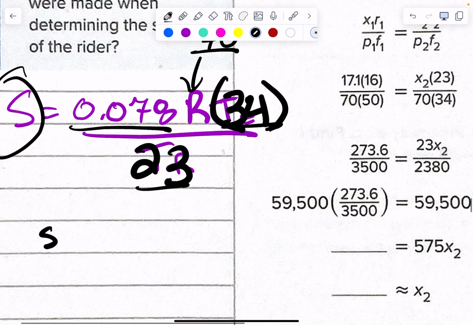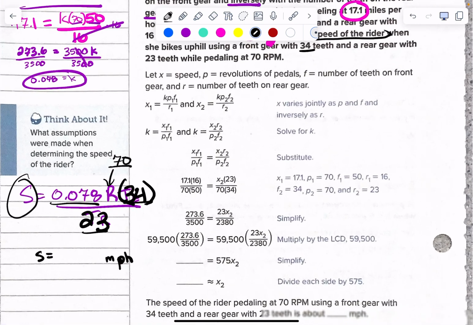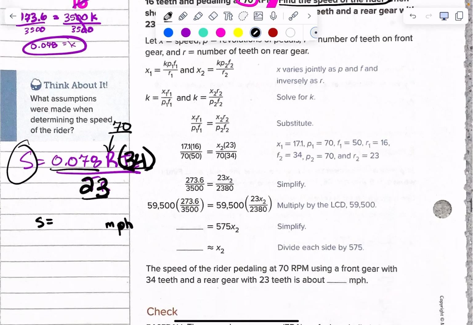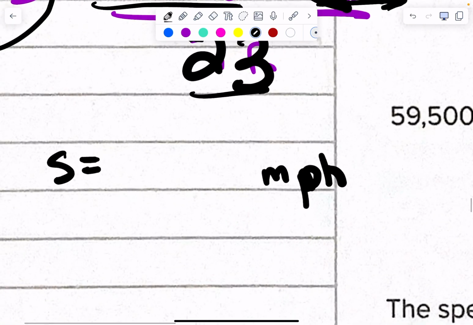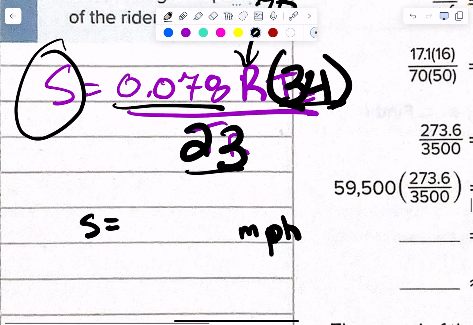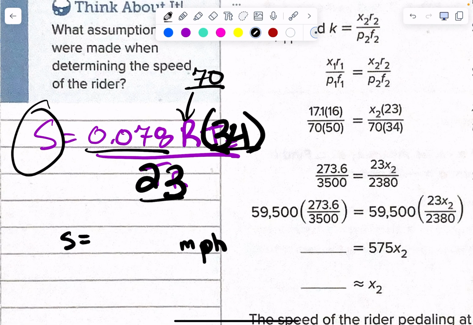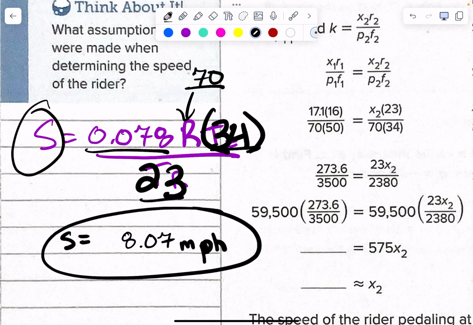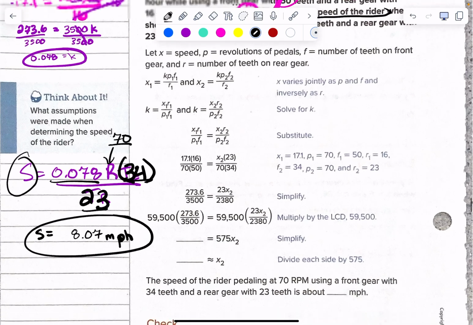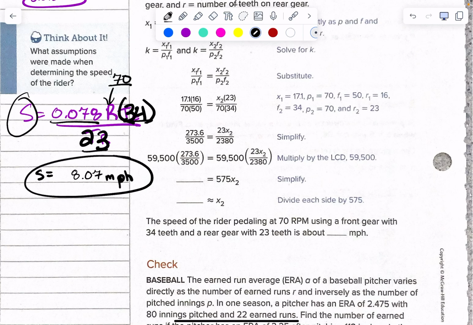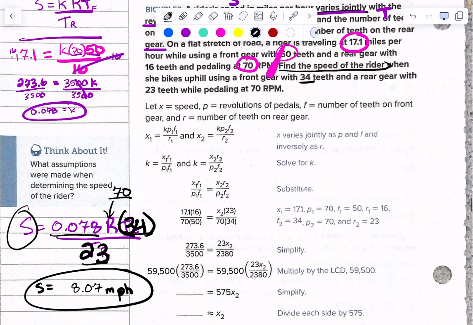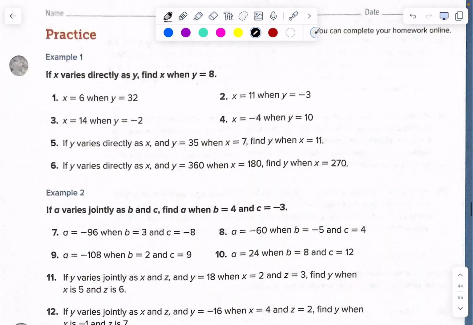What do you got for speed? How many miles per hour? Yeah, miles per hour. 17 was in miles per hour. How many miles is it? 8.07. Yeah, we'll go 8.07. So 8 miles per hour. Look at all that. Lots of stuff going on. All right.